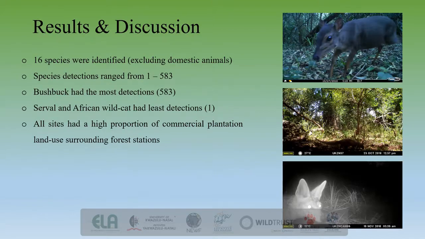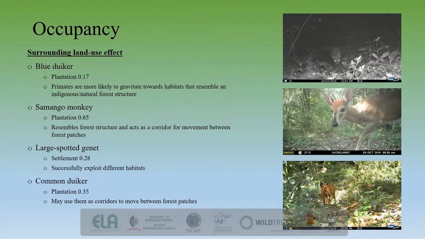16 species were identified on camera traps, with the detections ranging from 1 to 583. The bushbuck had the highest number of detections, with serval and African wildcat having the lowest. A large proportion of forest patches that were sampled in our study were surrounded by commercial tree plantations. The blue duiker, Sykes' monkey, and common duiker were more likely to occupy forest patches surrounded by tree plantations.